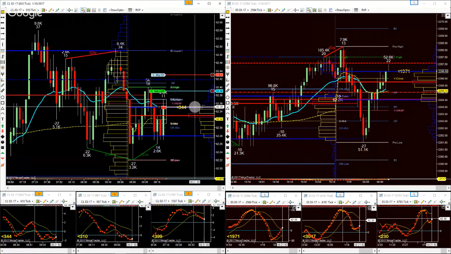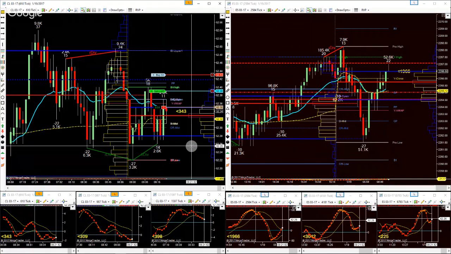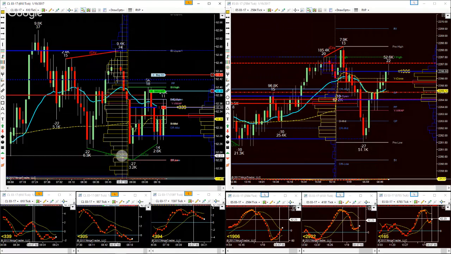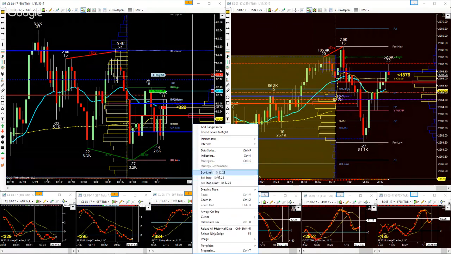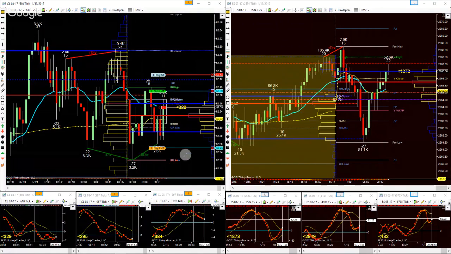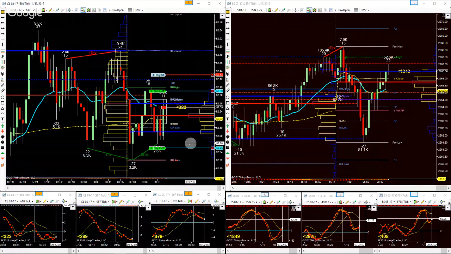Look at our entry, 35. Look at where our profit target will be at 10 ticks, 25. So not below the low of day, but certainly below this swing here. So we're gonna put an order in here. We're gonna put our limit order in here to buy our profit target.